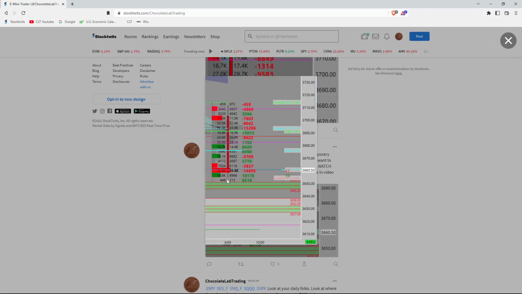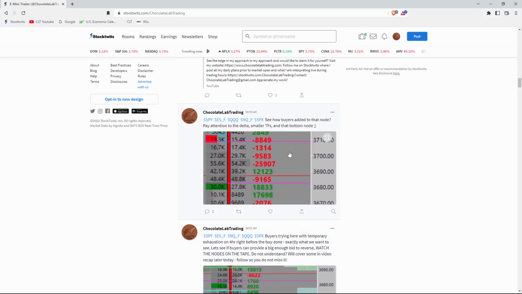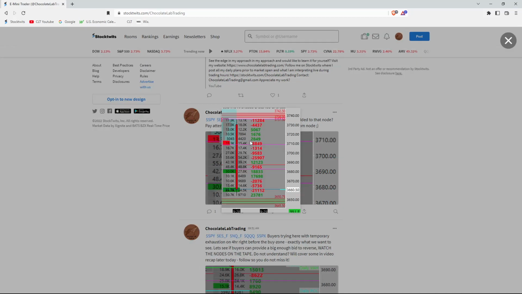So again, what I was saying is, even though this looks good, we want to see more happen before we actually take the trade and go long. Although buyers are doing a good job now, they have to continue on. See how buyers added to that node. Pay attention to the delta, smaller time frames, and that bottom node. So what do we see here? A lot more buying here, right?